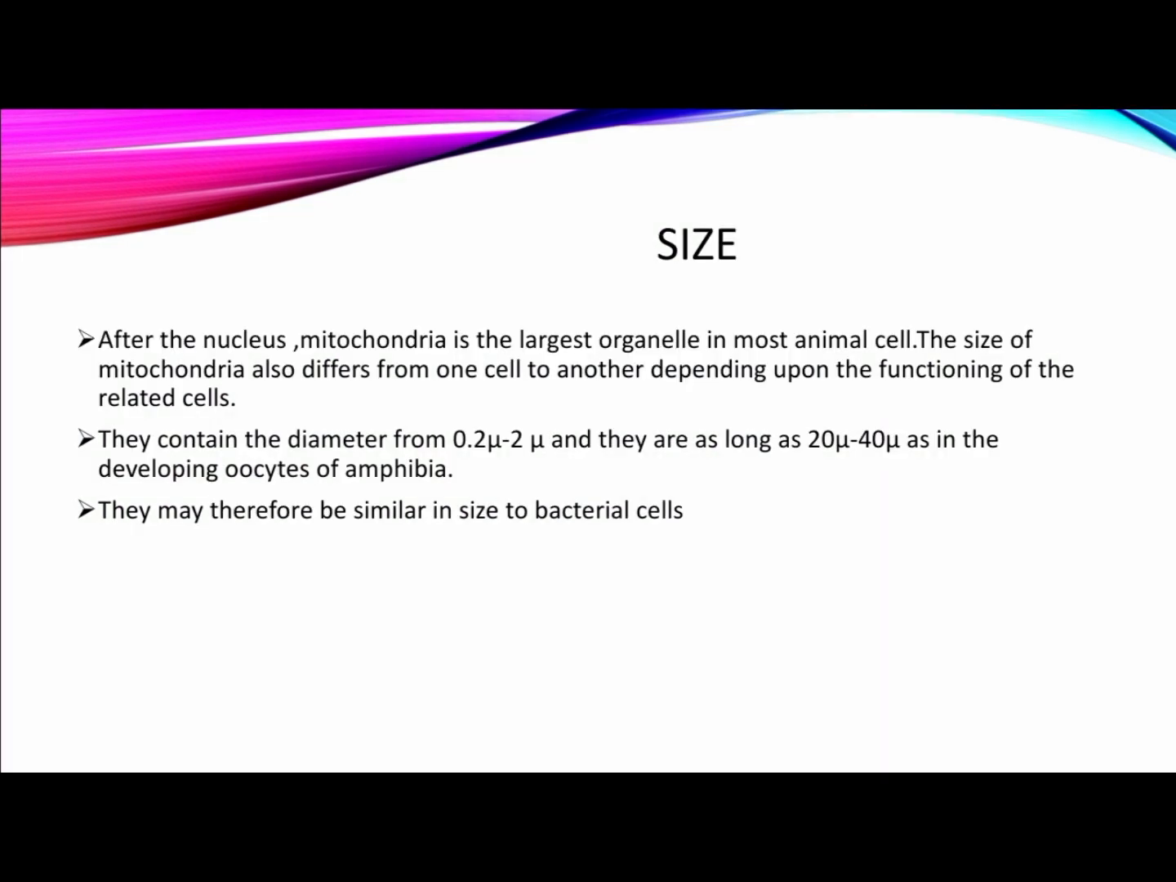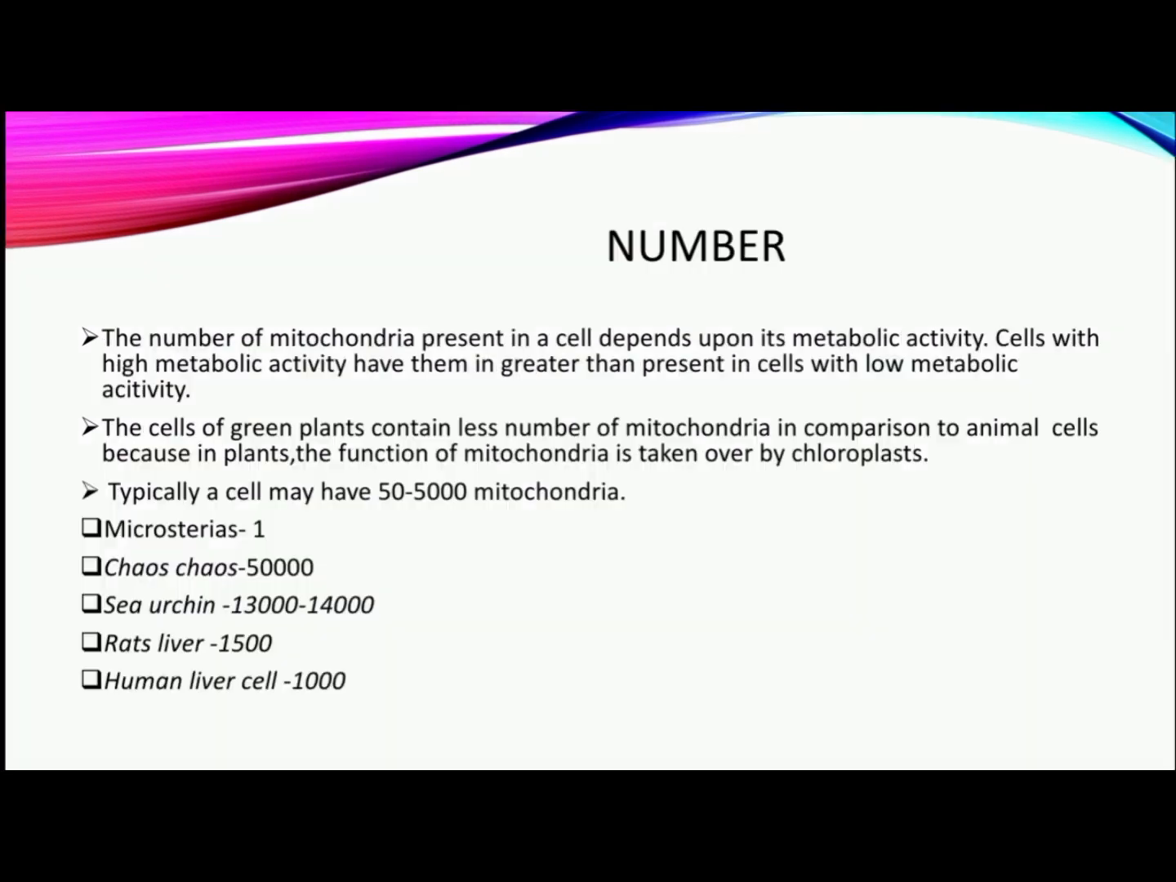Size. After the nucleus, mitochondria are the largest organelle in most plant cells. The size of mitochondria also differs from one cell to another depending upon the functioning of the related cells. They have a diameter from 0.2 to 2 micrometers, and they can be as long as 20 to 40 micrometers, as in the developing oocytes of amphibia. They may therefore be similar in size to bacterial cells.